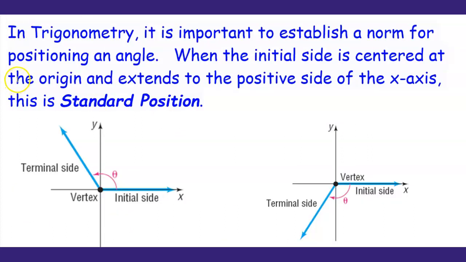In trigonometry, it is important to establish a norm for positioning of an angle. The initial side is centered at the origin and extends to the positive side of the x-axis. This is standard position. So standard position started right here at the origin, and then it went here in a positive direction. So we have a positive angle. This one right here is going to be a negative angle. This was positive. This one's negative.